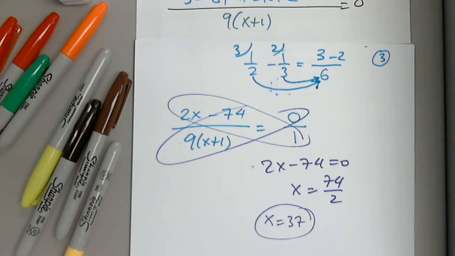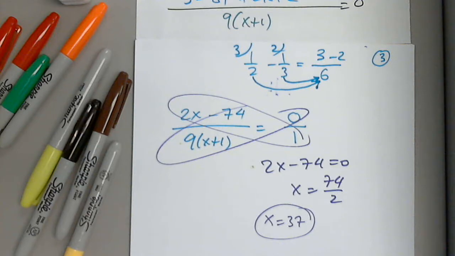How did you get 2x minus 74 equals 0? We cross multiply. Or where'd you get the 0? Is that because it's on this side? It's the 0 on the right hand side. It's an equation. I have to have the left hand side and I have to have the right hand side.